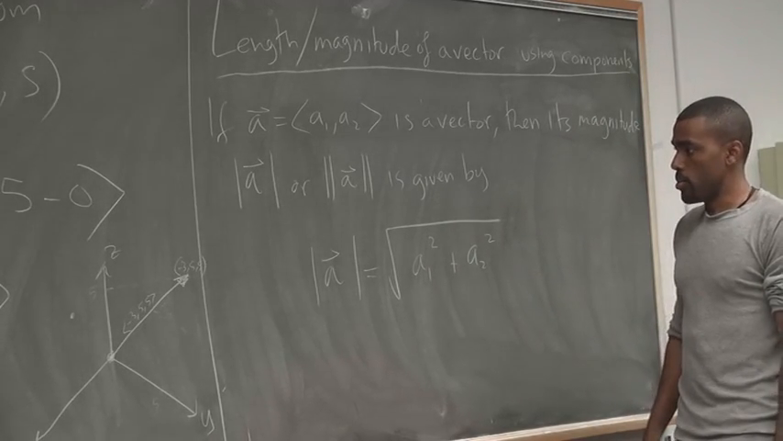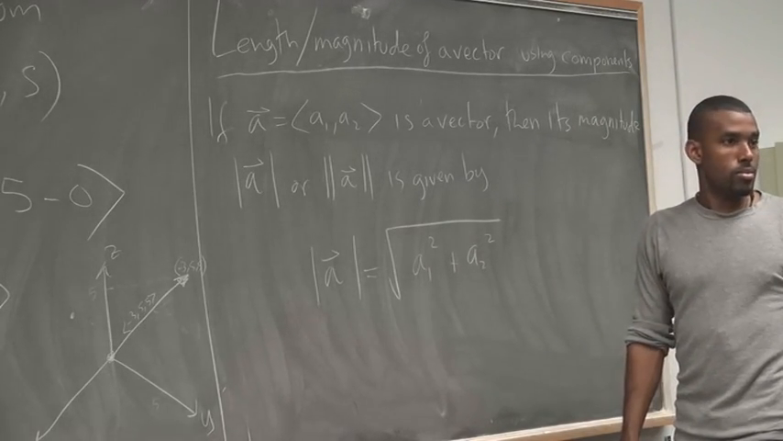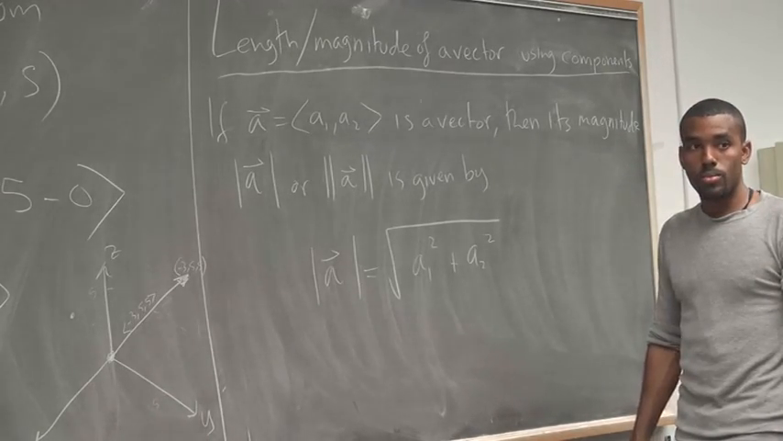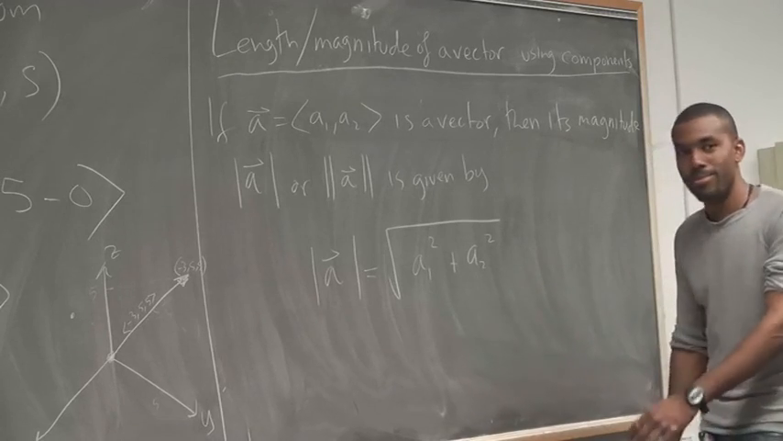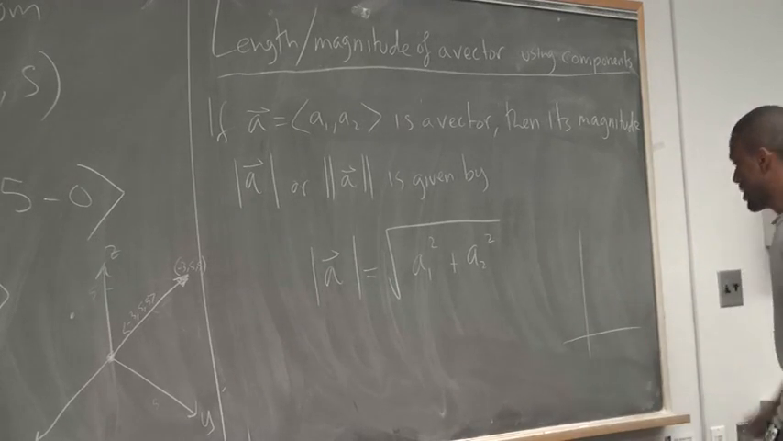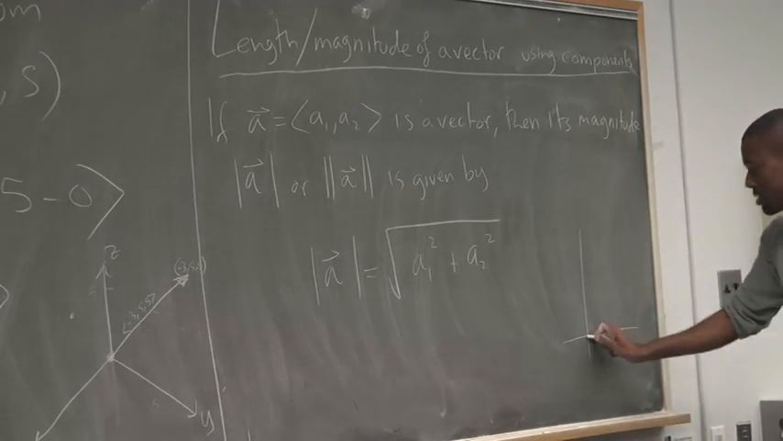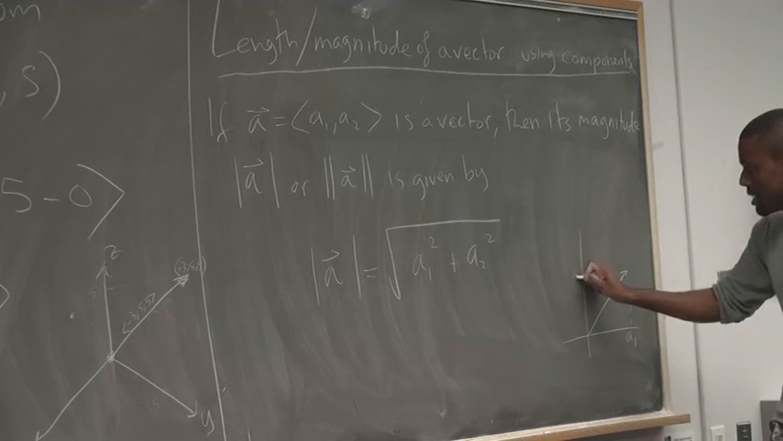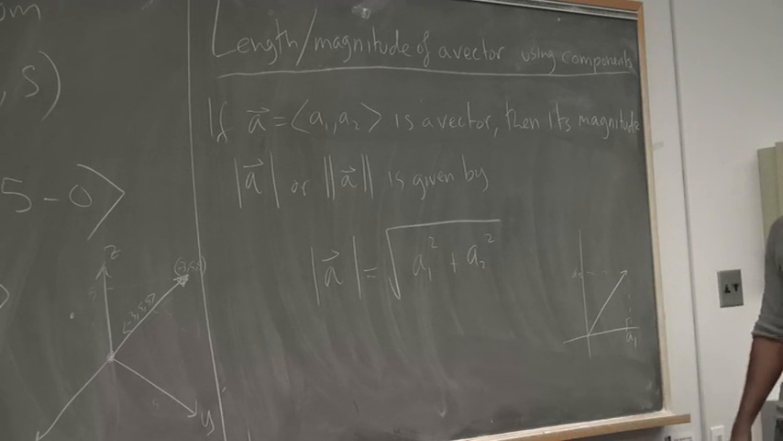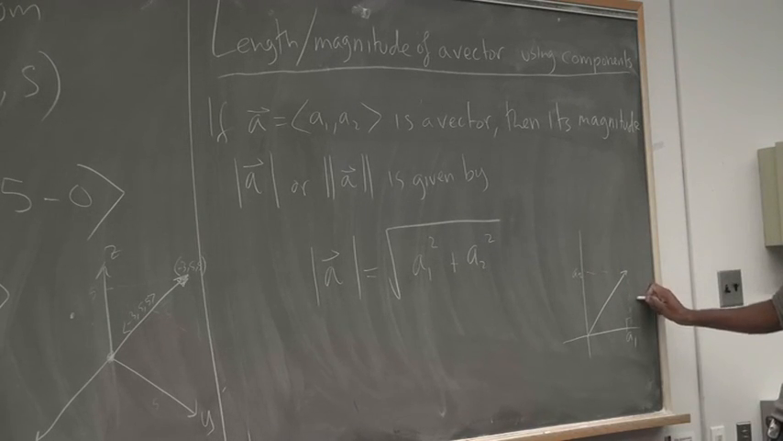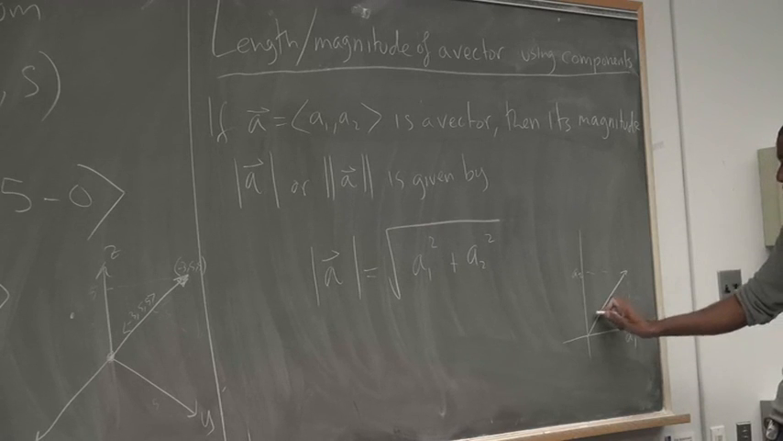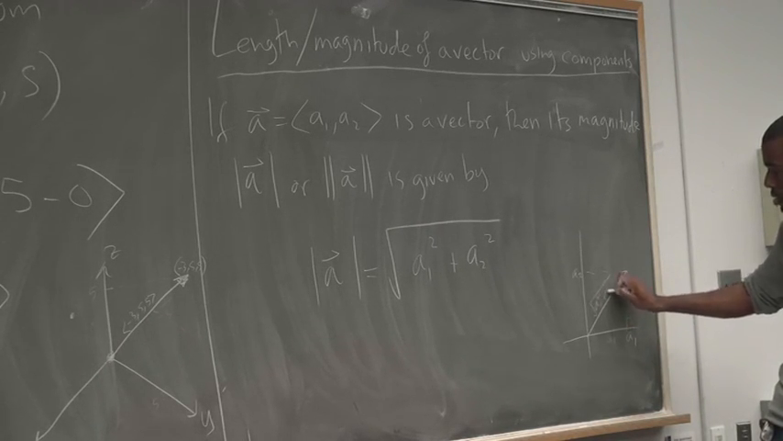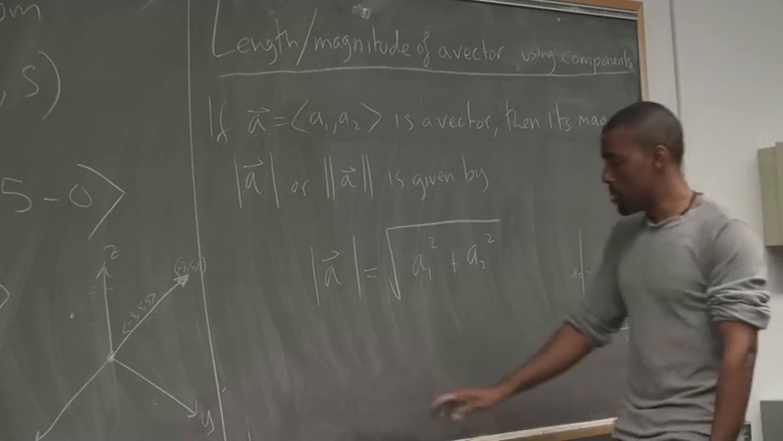And how did I come up with that formula? Pythagorean theorem. Exactly. So if I think of that as a position vector, where this is A1 and that is A2, I can think of this as forming a triangle, where the length of this is A2 and the length of that is A1, then by Pythagoras' theorem, the length of this would be the square root of A1 squared plus A2 squared.